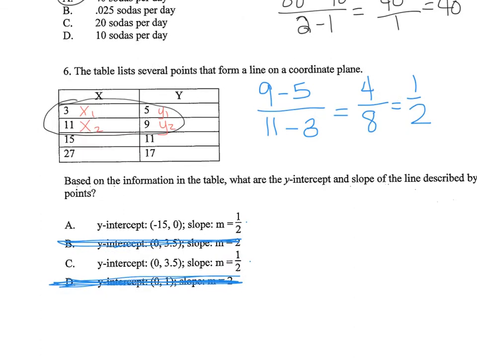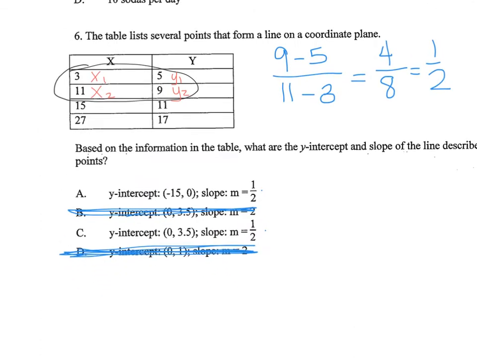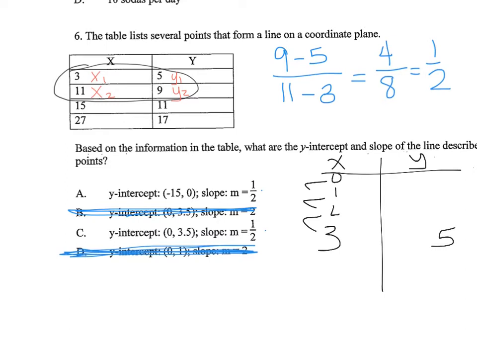Now for the y-intercept, there's 2 things you can do. You can work backwards from what they gave you in the table, which was 3 and 5. We can work all the way back by subtracting that slope until we match up with 0. That's one way. The second way is when they give you these 2 points, one of them says negative 15, 0, and one of them says 0, 3.5.